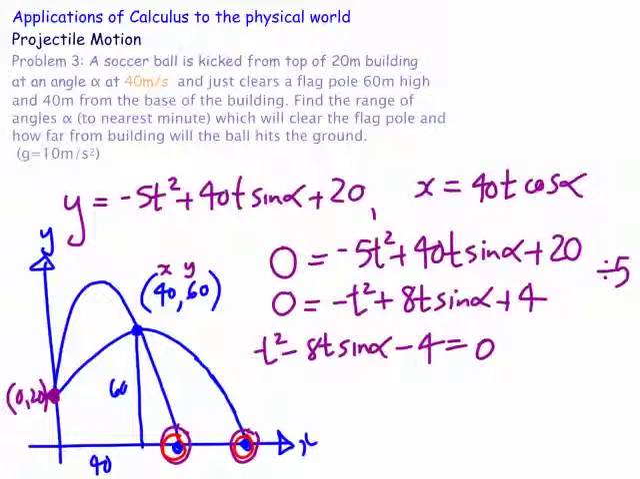Now, okay, what is t? Well, t is going to equal minus b. And what is b? Well, you can see it's actually minus 8 sine alpha. So it's going to be minus minus 8 sine alpha.